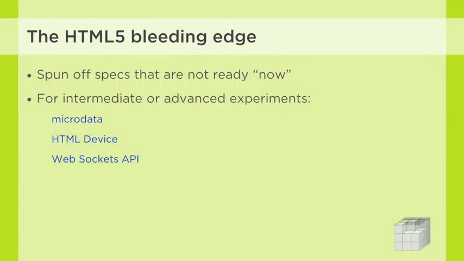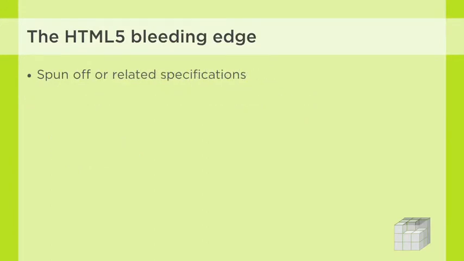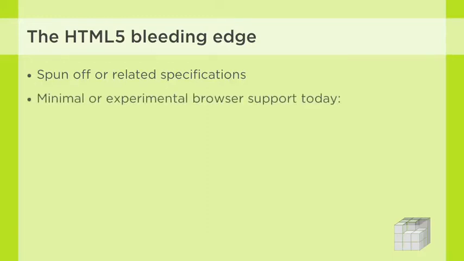So if you're building such an application that has a lot of network traffic, that has a lot of communication that you want to keep at lower latency, take a look at the WebSockets API, explore it, see if it works for you. A few more bleeding edge specifications. Some of these weren't even spun off, but rather just related to HTML5 and may even have minimal or experimental browser support, which is why I want to call out a few of these in particular.